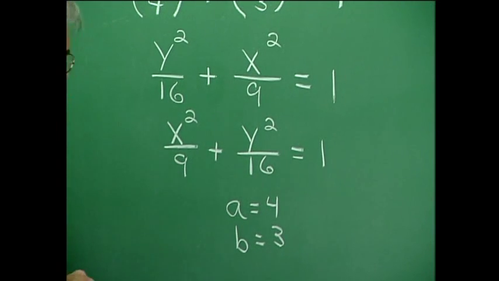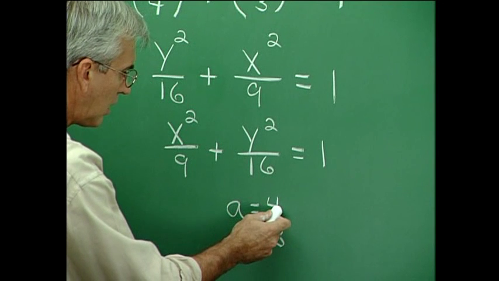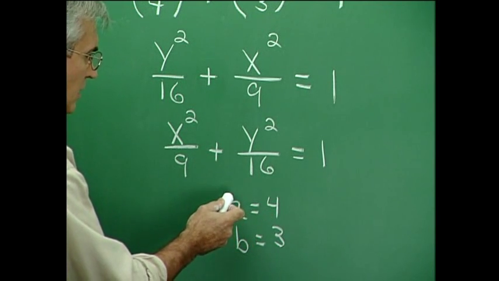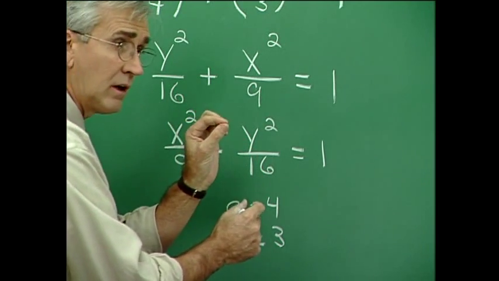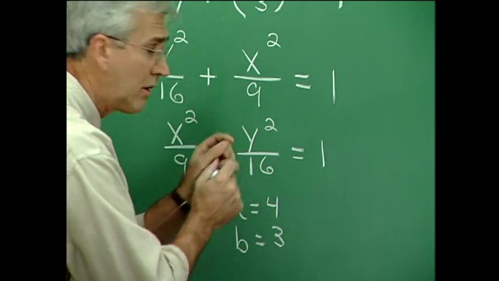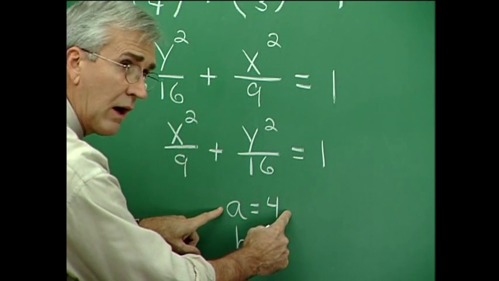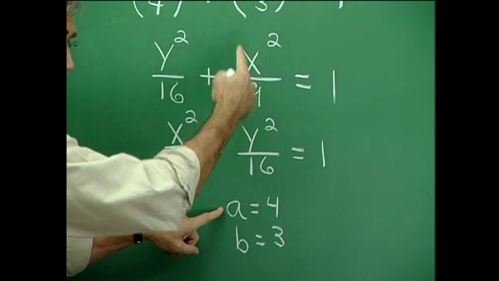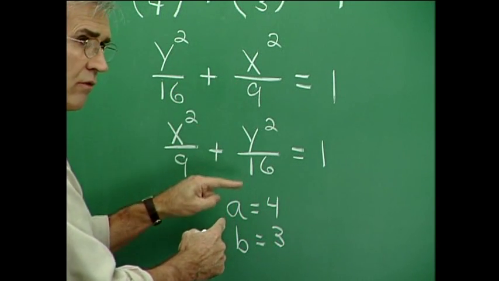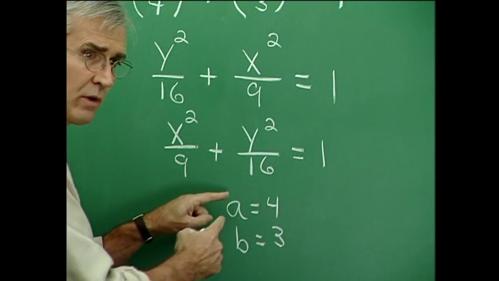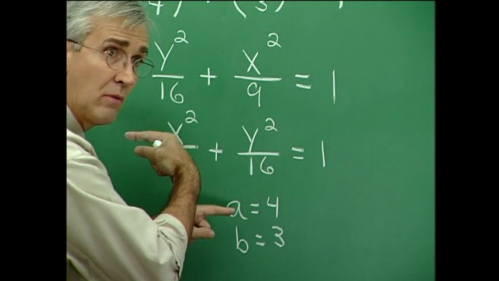By the way, notice that if the a value is 4, that means that from the origin, which is the center of our ellipse, we go a distance of 4 to our vertex points in both directions vertically. So we're going up 4 and down 4.